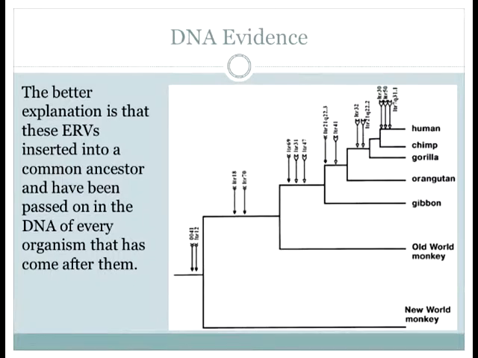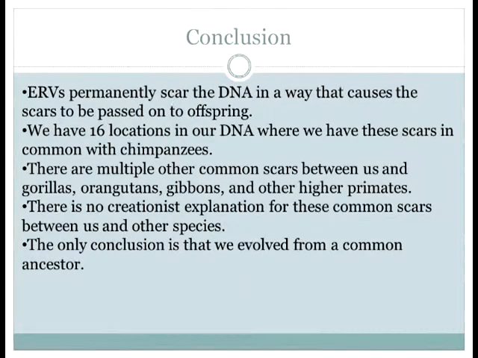So, in looking at these ERVs, it's very obvious that there's only one explanation for how these varying species have certain ERV scars in common. The reason they do is because they have a common ancestor. That common ancestor was infected by an ERV, by an endogenous retrovirus, and that infection scarred its DNA, and that scar has remained in every species that has evolved from that common ancestor. That makes most sense.